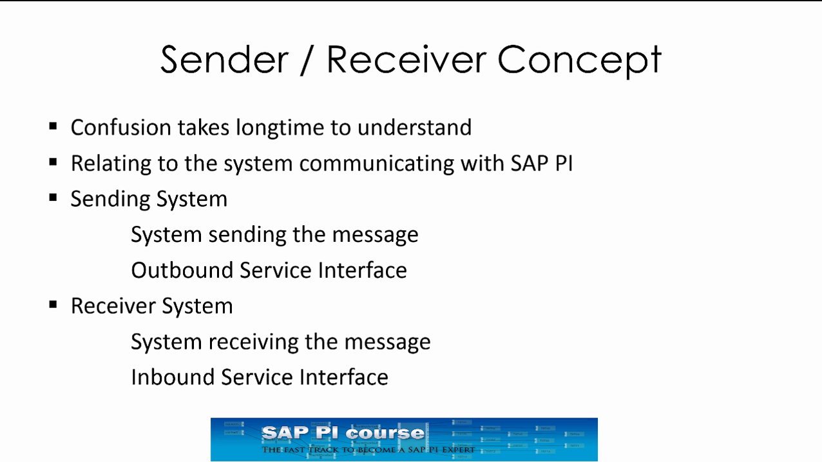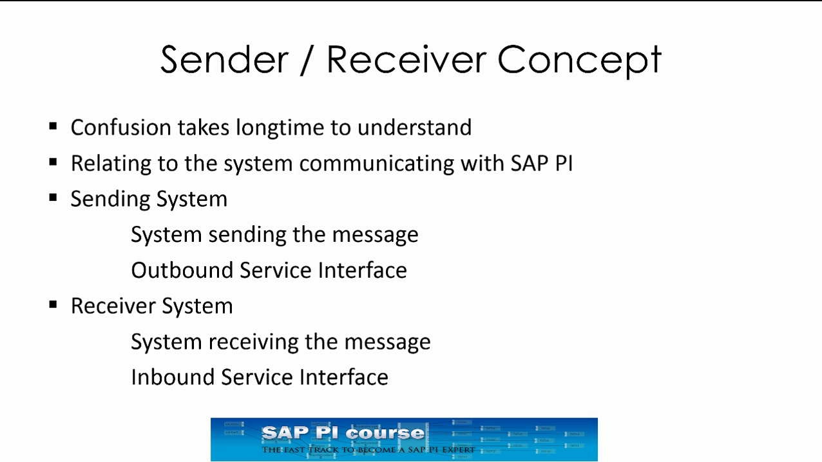The sending and receiving concepts take some time to figure out, including what kind of services we have and how they work. So we have the sending system. The sending system is the system that is delivering the message to our PI system, and this would start the full process we have. When we create the interfaces on it, this would be the outbound, because it's outbound with regard to the sending system.